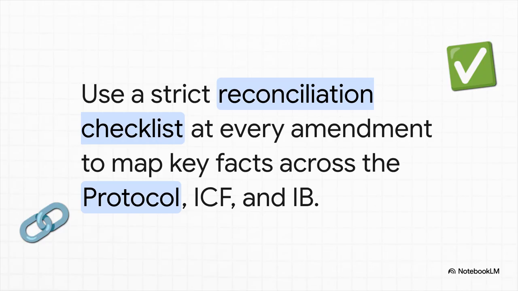And finally, commitment 3, hold the interlock. You need a strict reconciliation checklist for every single amendment to map facts across the protocol, the ICF, and the IB. The big takeaway here is that you have to take personal ownership of this. If a colleague's rushed amendment threatens to break consistency across your document ecosystem, you have to push back.